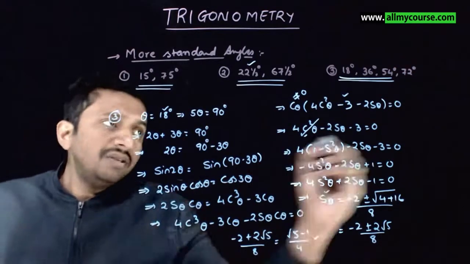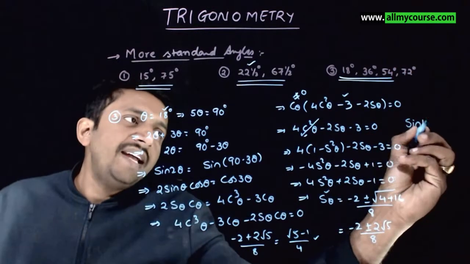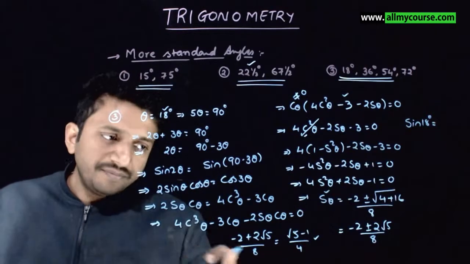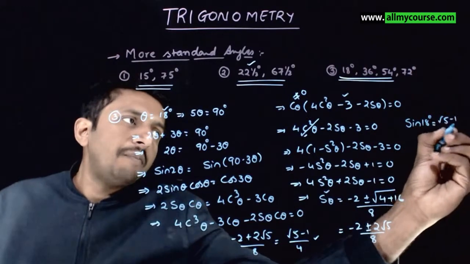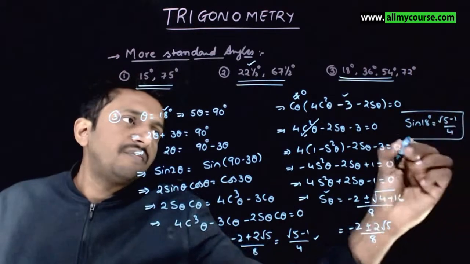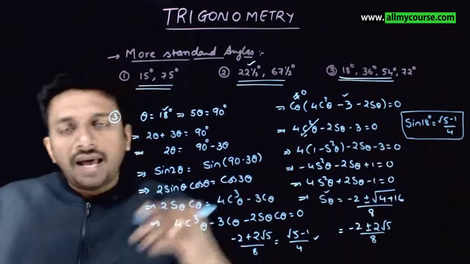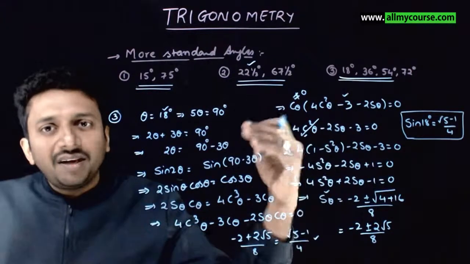So what is the conclusion? Sine of 18 degrees is equal to (root 5 minus 1) by 4. So once you get one angle, from this you can find the other angles also.